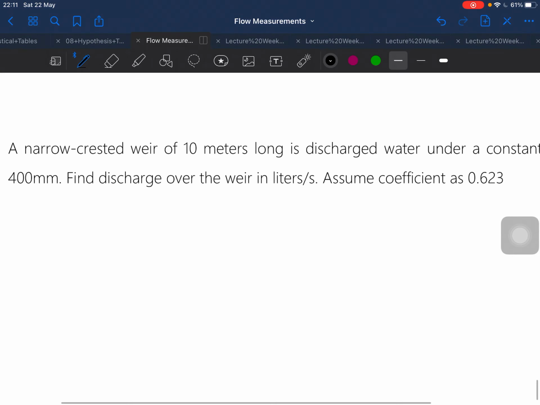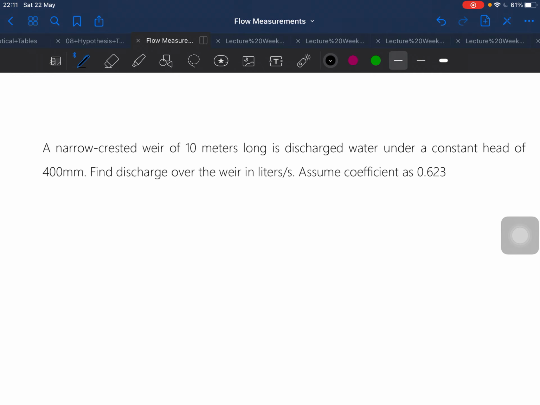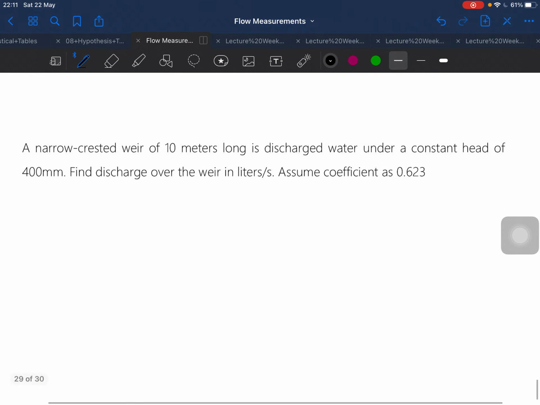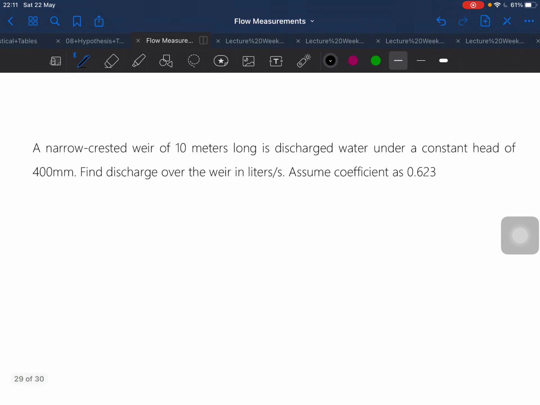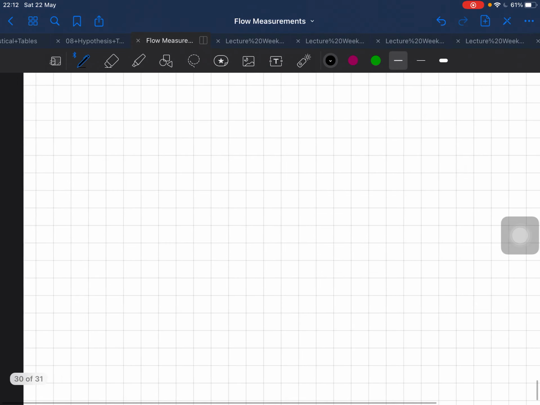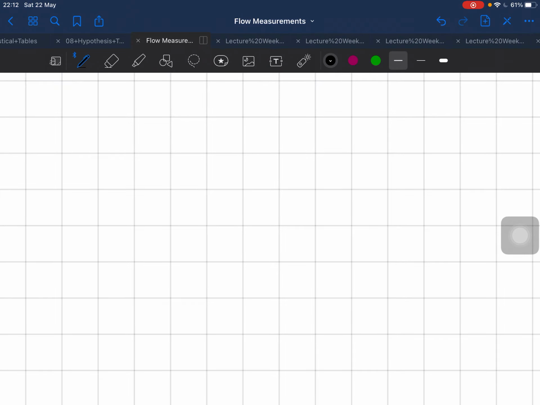Good job. Okay, a narrow crested weir of 10 meters long is discharged under a head of 400 millimeters. Find the discharge over the weir in liters per second and assume the coefficient as 0.623. So now this is what we're going to look at. Let's write the given values first.